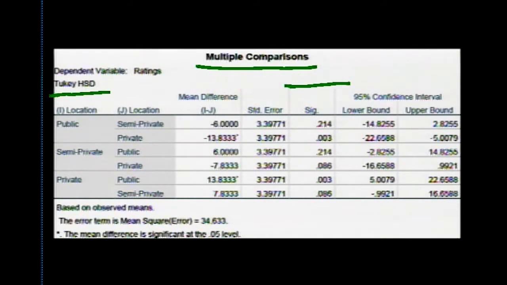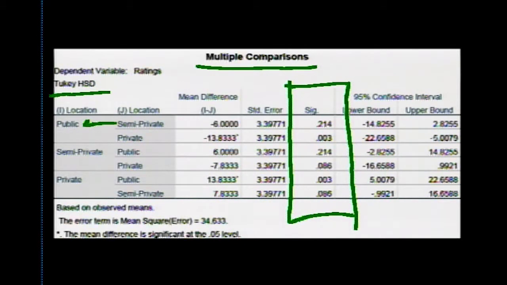Now, the most important part for you to note is that this is the box that we care about. And that is where we're going to look to see if we have a significance or a p-value that's less than 0.05. So if we look over to the left, we can see that public is being compared to semi-private, meaning is public significantly different from semi-private? And here we see it is greater than 0.05, so it is not a significant difference. Now next, we see public being compared to private. And when we look across, we can see that yes, it is a significant difference because it's less than 0.05.